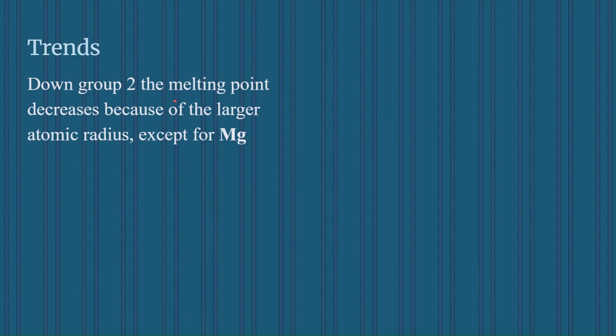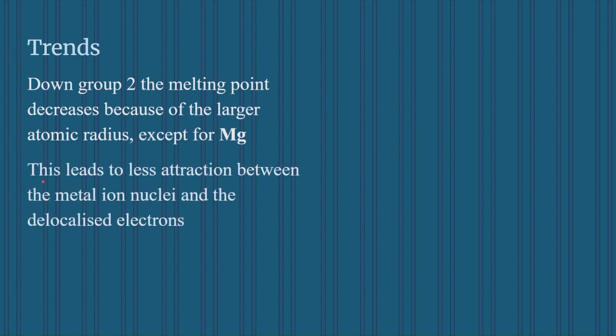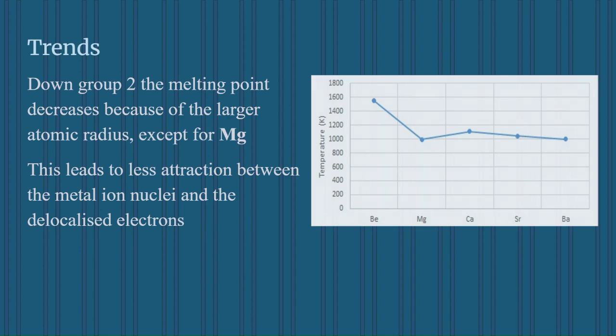Down group 2, the melting point decreases because of the larger atomic radius, except for magnesium. The melting point decreases because they rely on their metallic bonds, but magnesium's got a different crystal structure or something, it just wants to be different. And this leads to less attraction between the metal ion nuclei and the delocalized electrons. That's what metallic bonding's made of. Got another graph there.